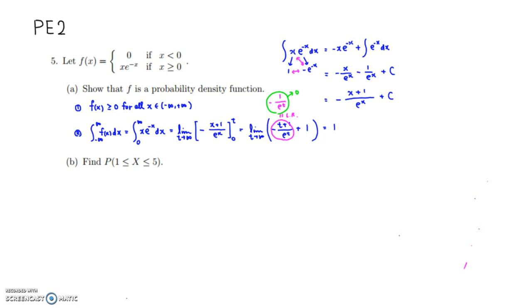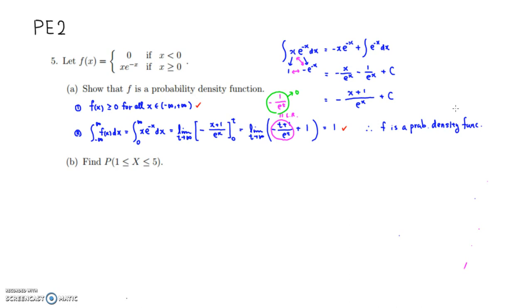So we checked both conditions, number 1 and number 2. Therefore, f is a probability density function. Alright, so we got that.